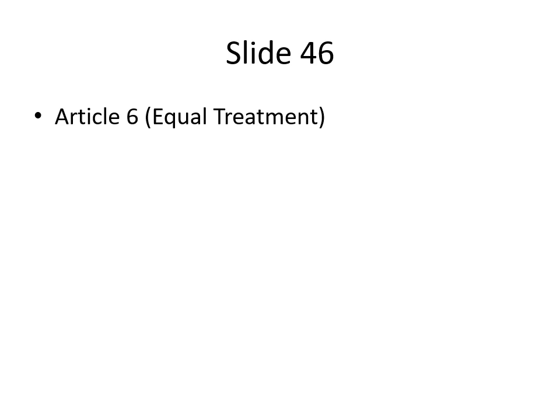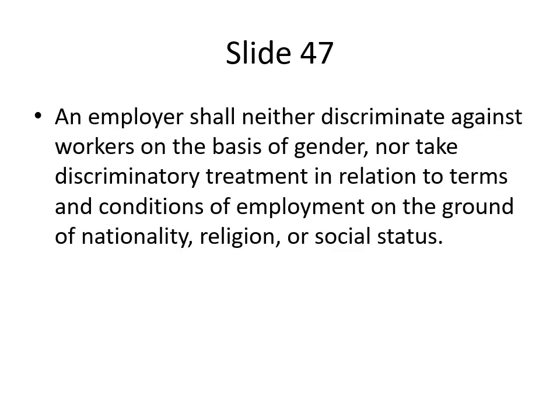Article 6. Equal treatment. An employer shall neither discriminate against workers on the basis of gender, nor take discriminatory treatment in relation to terms and conditions of employment on the ground of nationality, religion, or social status.